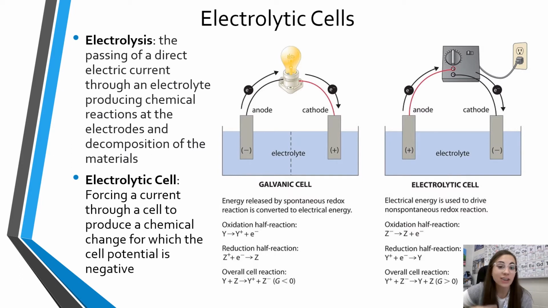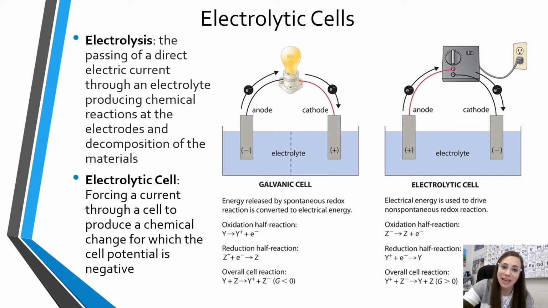Electrolysis is the passing of a direct electrical current through an electrolyte. Remember, an electrolyte is just something that will pass an electrical current along. And it produces chemical reactions at the electrodes and typically involves the decomposition of materials. If we put electrolysis into an actual electrochemical cell, we call it an electrolytic cell. An electrolytic cell is forcing current through that cell to create a chemical reaction when its normal cell potential would be negative.